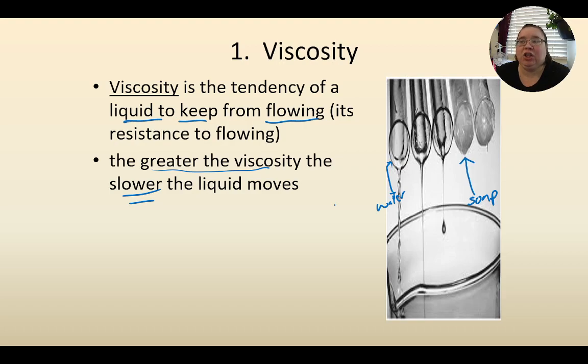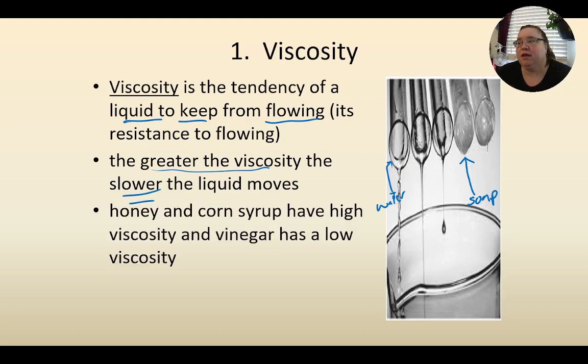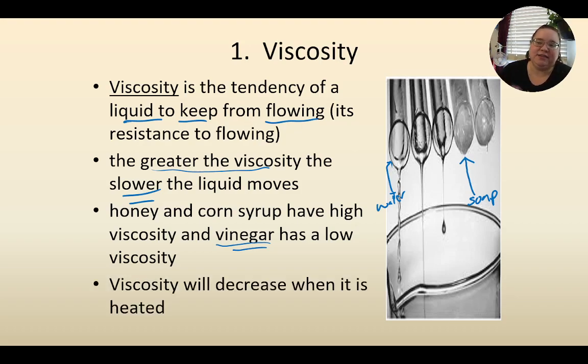Water has a very low viscosity because it flows really, really fast. Soap, honey, corn syrup are all things that have high viscosity because they do not flow fast. They flow very, very slowly. Another example in the presentation, besides water or rubbing alcohol, they have vinegar. But anything that pours really, really quickly has a low viscosity.